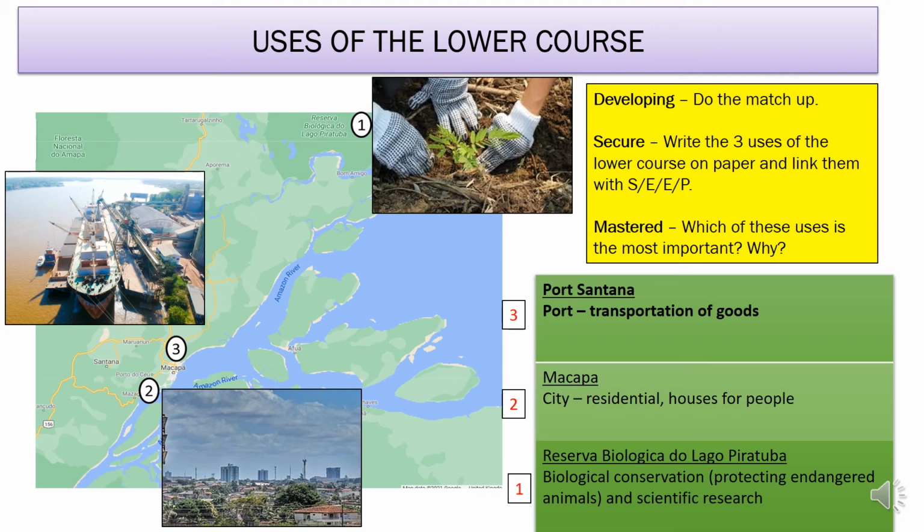For the third one, the Reserva Biologica de Lago Piratuba is the biological conservation, and that's the last image, the image with the number 1. This is because in the lower course of the river, they're actually protecting the endangered animals and they're doing scientific research. The Amazon forest and the Amazon River is such an impressive ecosystem. It's the biggest ecosystem in South America, and it's home to one of the most endangered species in the world, and they are taking care of them.